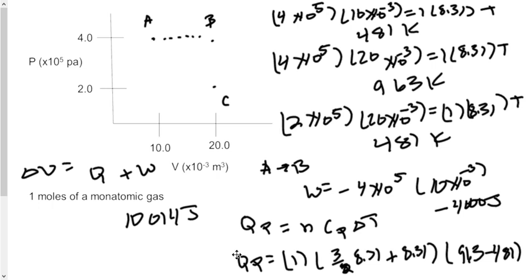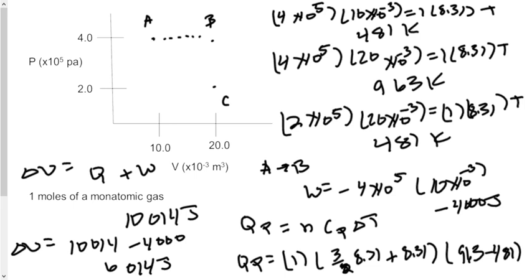Okay, but we want delta U when we're finished, so delta U will equal that 10,014 and then minus 4,000. And that'll give us 6,014 joules. So that's the total energy change for the gas during that transition.